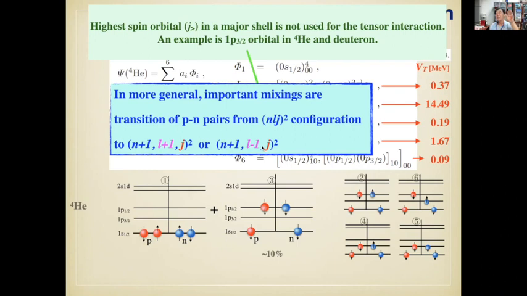This is the mixed configuration that gives the most energy from tensor interaction. Okay. So now it's very easy to understand. You just take a proton and neutron and bring them up to the next major shell, keeping the J. And that gives the big binding energy. So essentially, as I told you, only one major shell transition is already giving 13, 14, 15 MeV binding by the tensor interaction.